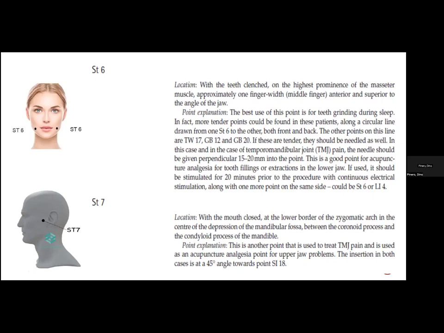Sa point explanation, this is another point that is used to treat TMJ pain and is used as an acupuncture analgesia point for upper jaw problem. So sa may mga masakit po sa upper jaw, we could use stomach 7. The insertion in both cases is at 45 degrees angle towards the point small intestine 18. So pakatusok po natin towards the small intestine, magkakaroon po siya ng angle na about 45 degrees.